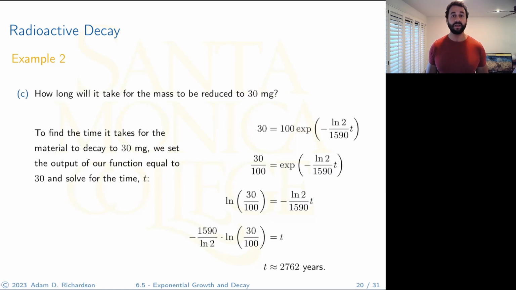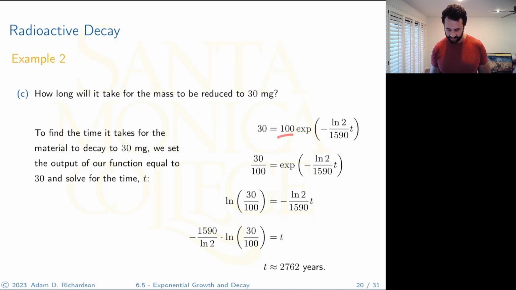Now, to find how long it takes to decay to 30 milligrams, we're kind of inverting the problem. Now what we're saying is, if we know how much is left, how long will it take? Whereas before we were saying, how much will be left after this time? So in that case, we're going to set the output equal to 30, and then we're going to solve for the input, t. And here again, we're just going to use general algebra techniques and then properties of logarithms. So here we go. Set 30 to be the output of our model, and then solve for t.